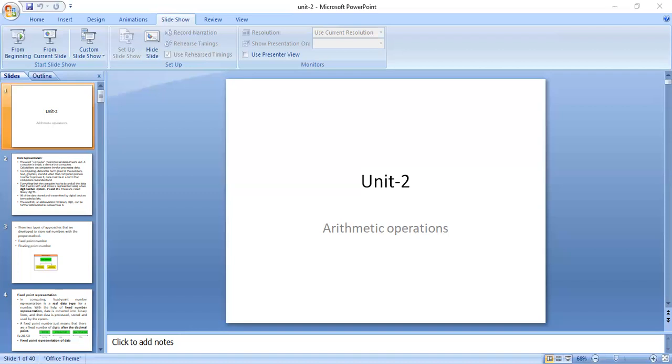Suppose q naught q minus 1 equals 1 1, then we can only perform right shift operation and finally decrement count by 1. So repeat step 2 until count is equal to 0.